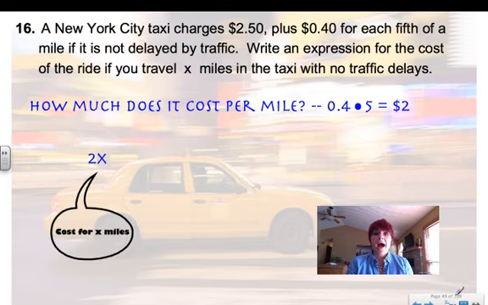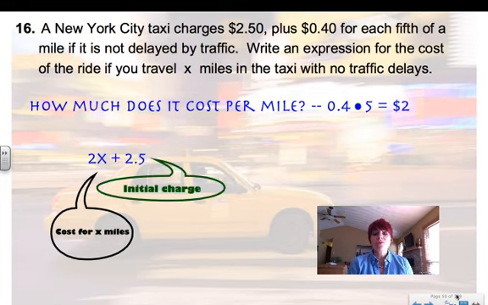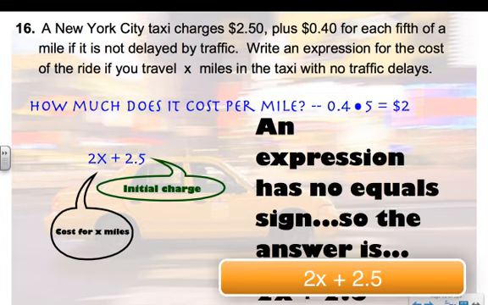After that, I can now write 2x. That's the cost for x miles: $2 times the number of miles total. Then what we do is add that $2.50 charge. You're going to get that charge no matter what. That's the initial charge. So that's going to end up being your expression, 2x plus 2.5.